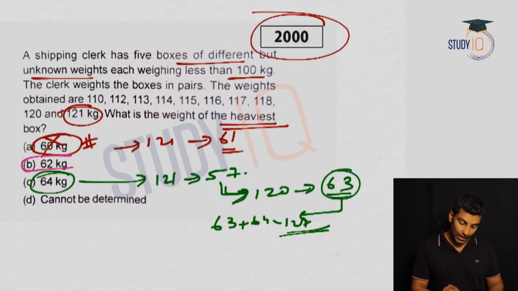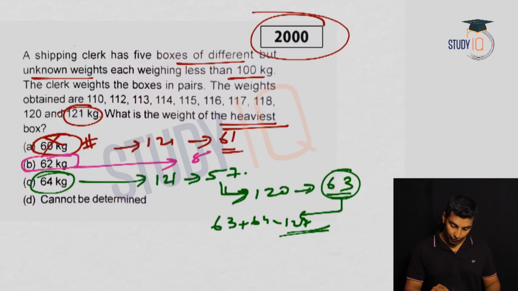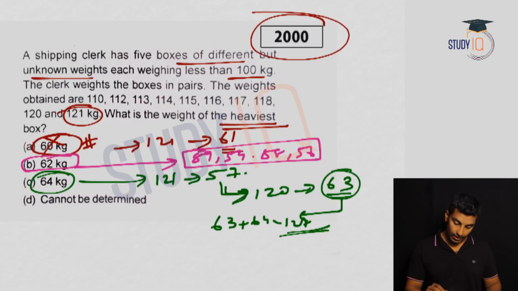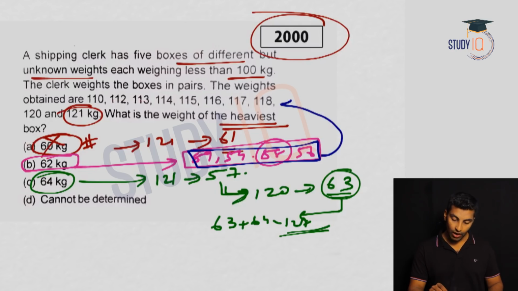So 62 is correct. Why? Because the other boxes will be 59, 54, 58, 56. So the other boxes will be like this, and if you see, these weights give all the weights given in the question. So 62 is correct because the other weights are like this, and that satisfies all the conditions given in the question.